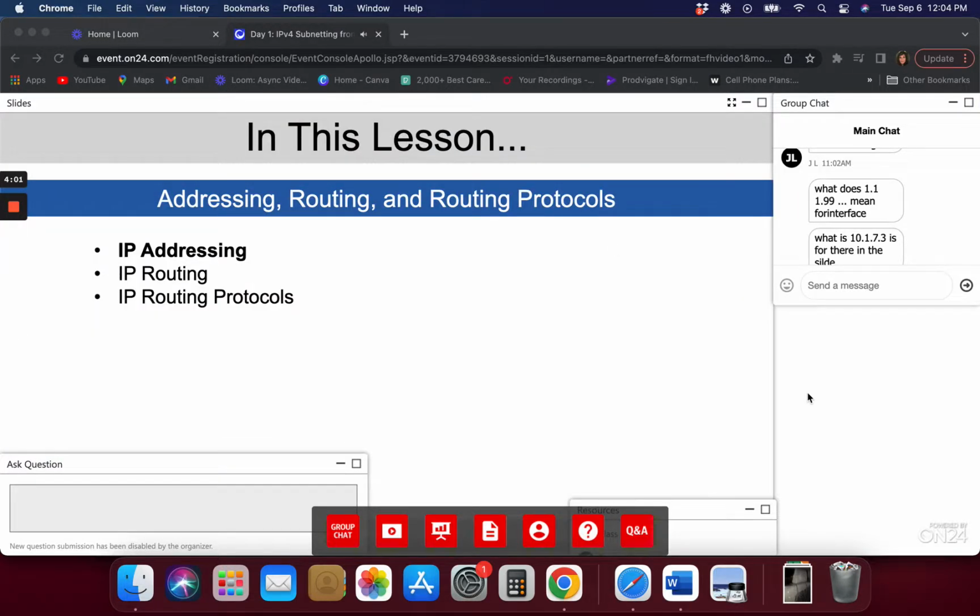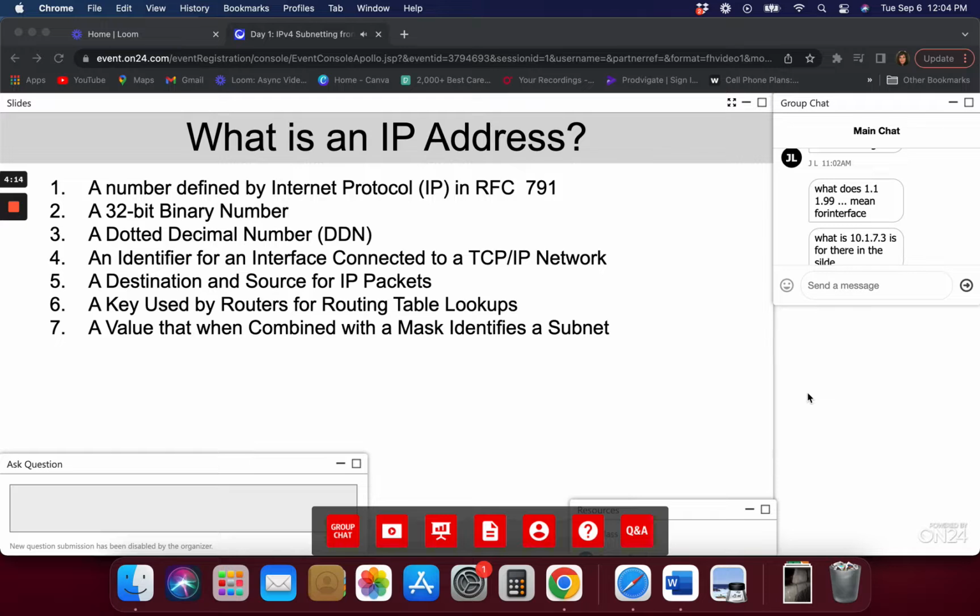So, context. Addressing and subnetting are intertwined with routing and what routing protocols do. All right? So we need to understand those, at least in their basic form, for us to better understand how subnetting works.